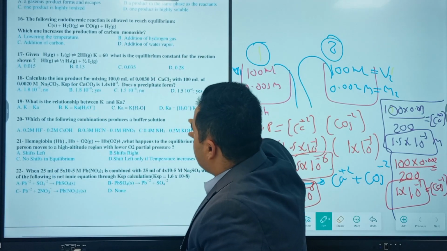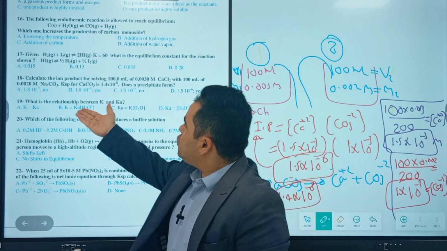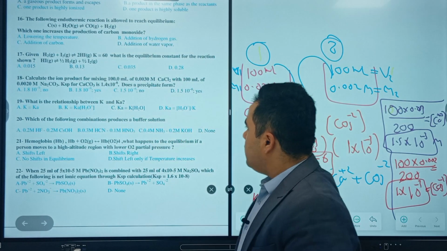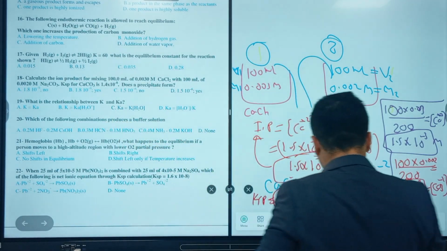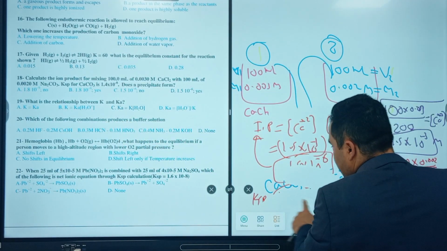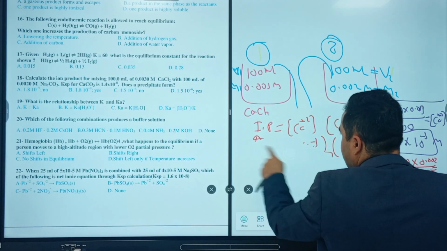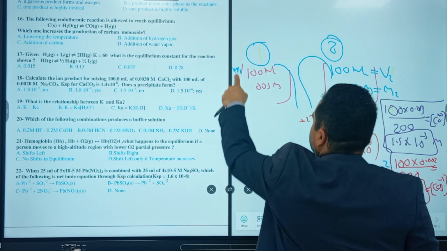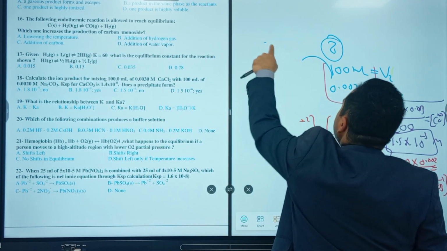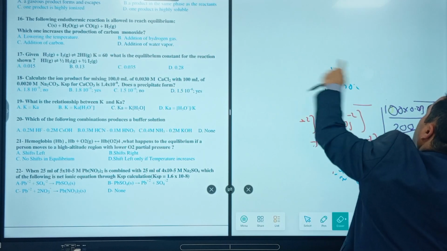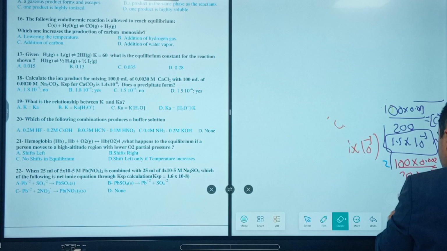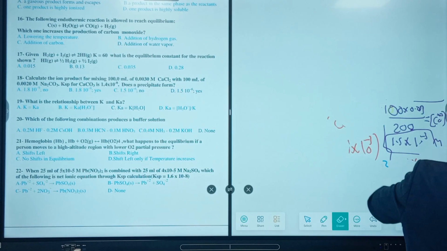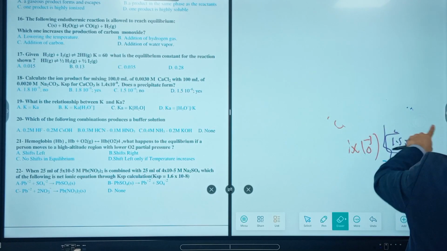The common questions. Question 19: what's the relationship between K and Ka? K and Ka can be related to each other, guys, from the ionization constant of weak acids, or acids in general, related to the equilibrium constant. K is the equilibrium constant. Ka is the ionization constant of the weak acids.